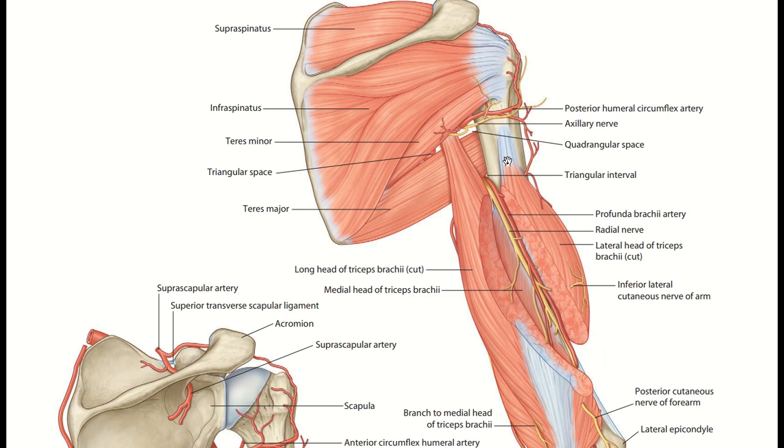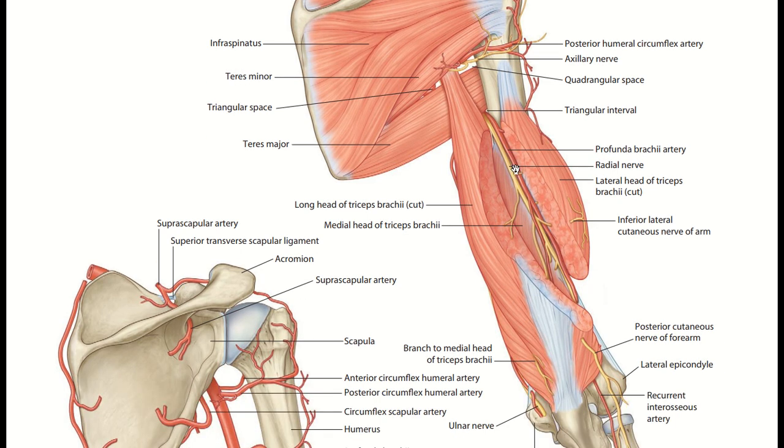So you're going to have your profunda brachii, which is the largest branch of your brachial artery, together with your radial nerve coming from the posterior cord of the brachial plexus. They enter the posterior compartment of the arm. In the posterior compartment, they will run within the radial groove, supplying the long head, lateral head, and medial head of the triceps. Take note, the radial nerve will also give what we call the posterior cutaneous nerve of the arm. So it's actually going to send some cutaneous branches that will supply the skin in the posterior compartment of your arm.